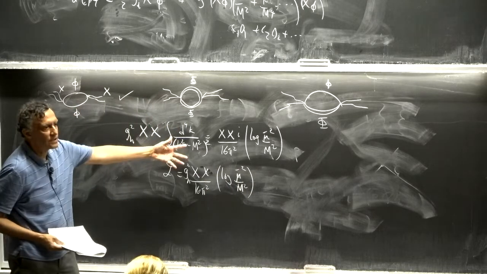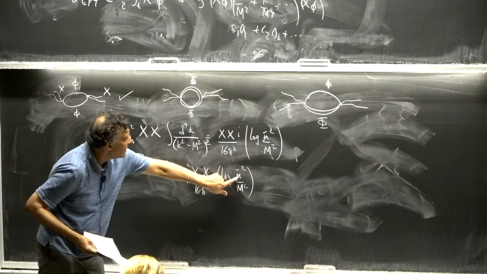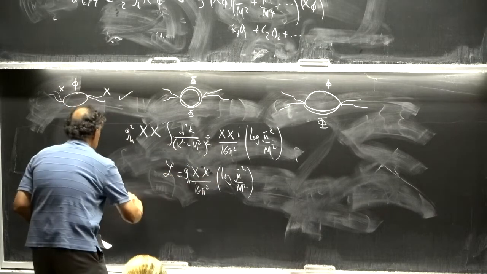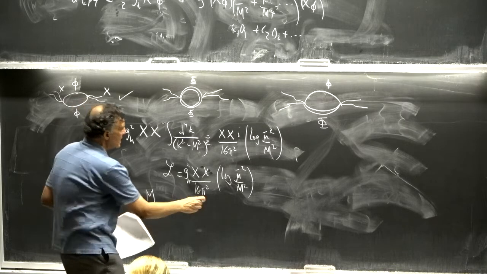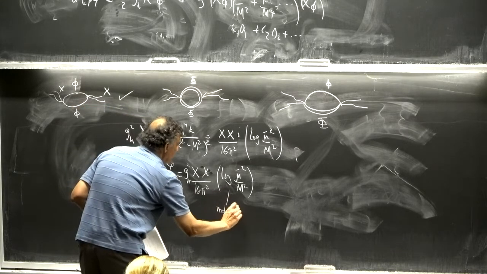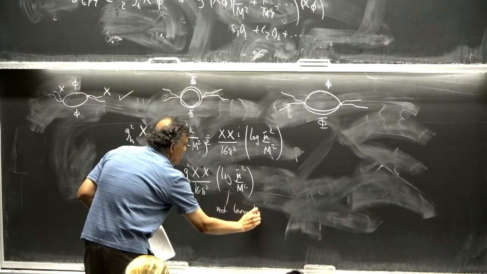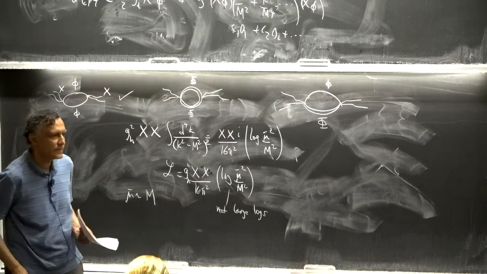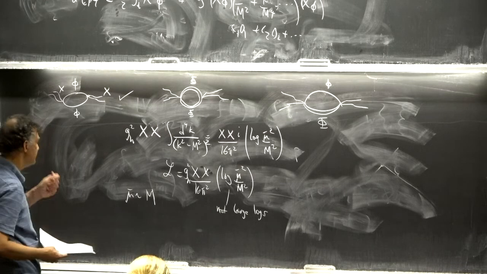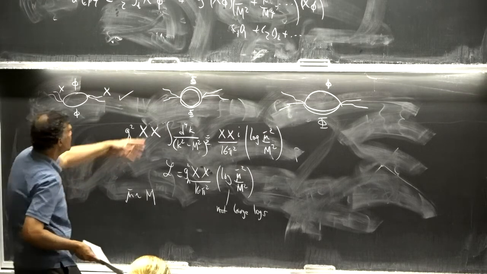And that's the answer. And you can see that if I match at a scale mu bar, which is of order the heavy scale, it doesn't have to be exactly that. This is not a large log. Large logs are important because they lead to a breakdown of perturbation theory, and we'll figure out how to sum them. So this is just a straight matching.